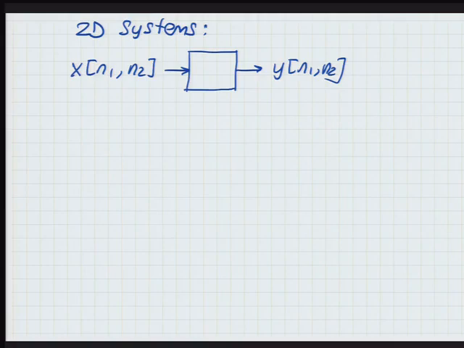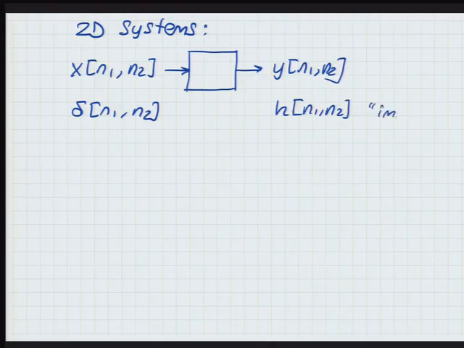Okay? If I apply delta, the unit impulse, as my input, the output we'll give a special name. We'll call it h of n1 and n2, and we'll call it the impulse response. Now, the impulse response itself is a function of two variables. I shouldn't say two-dimensional. It's a one-dimensional signal itself, but it's a function of two variables. It's basically a surface in the n1 and n2 dimensions.